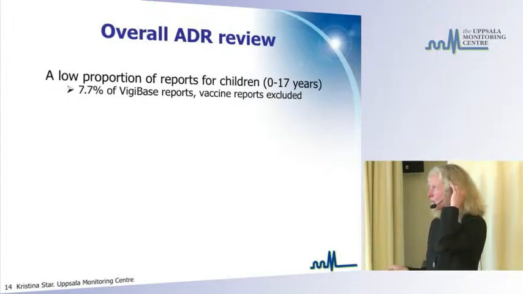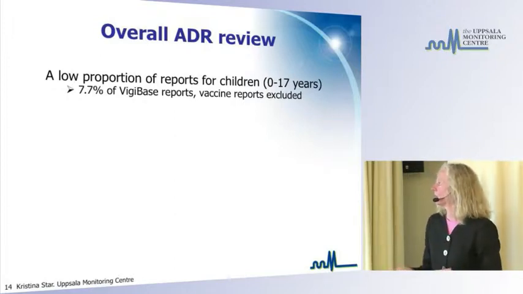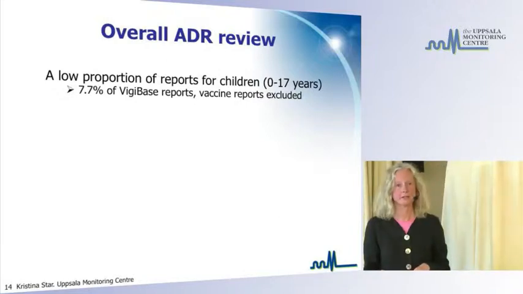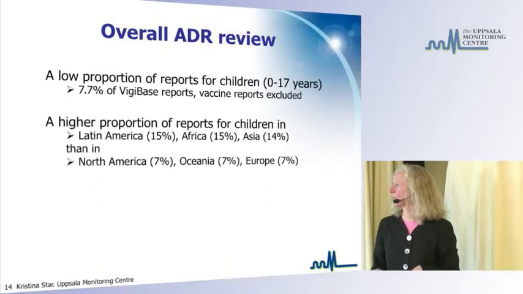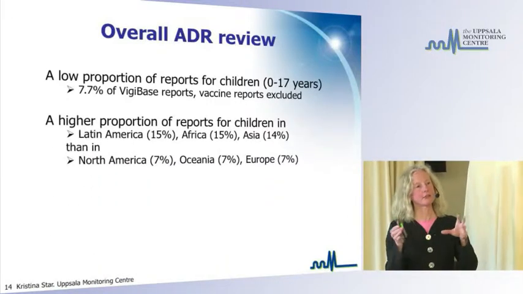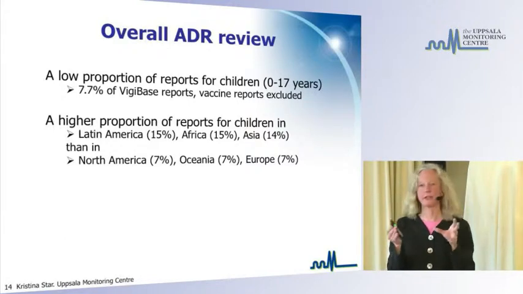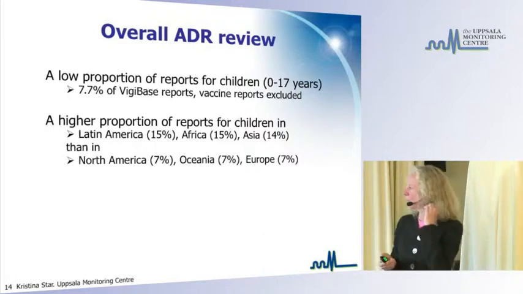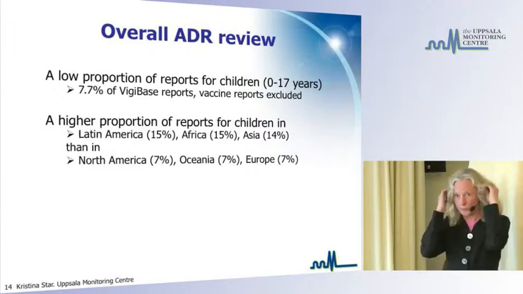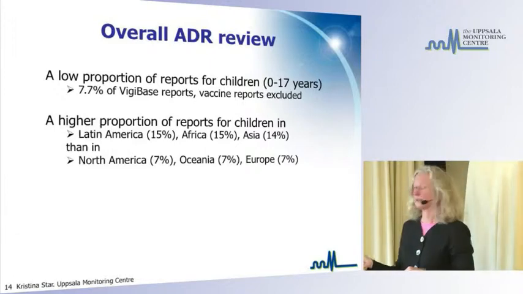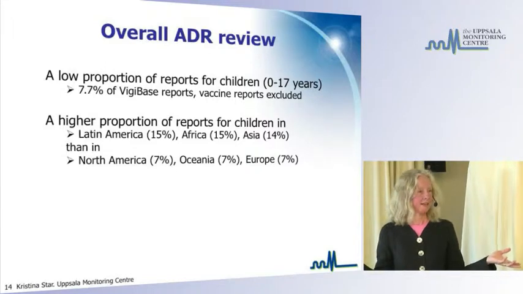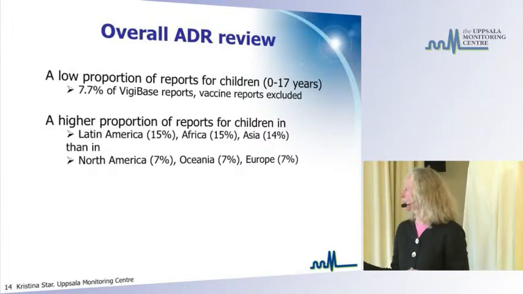And we saw that there was a low proportion of reports for children in VigiBase, about 8%, 7.7%. We divided the data into different regions, and we saw that the regions Latin America, Africa, Asia had a higher proportion of reports than North America, Oceania, and Europe. Any thoughts? Why do you think this is? I thought I would ask you now when I have you here.